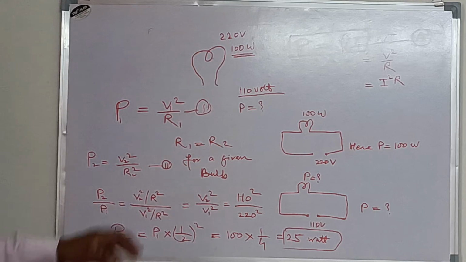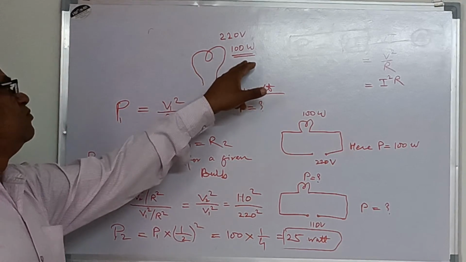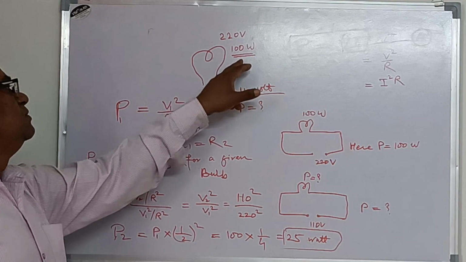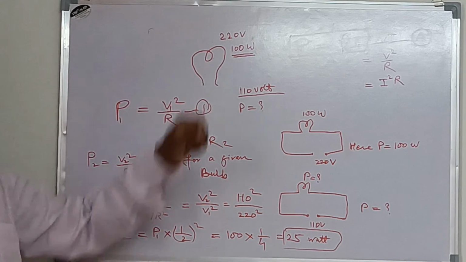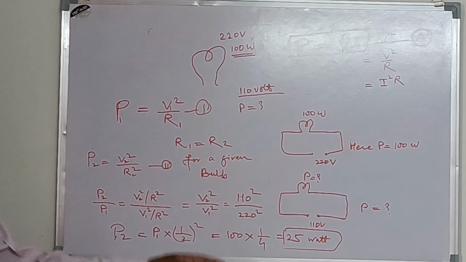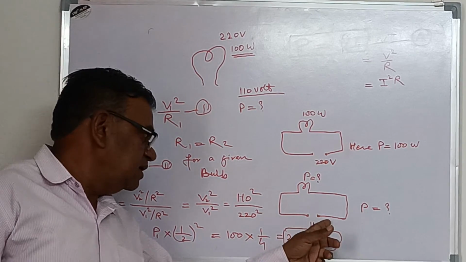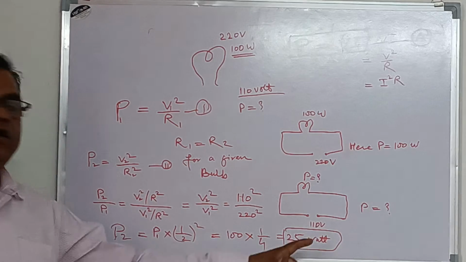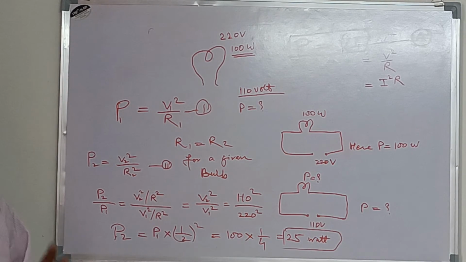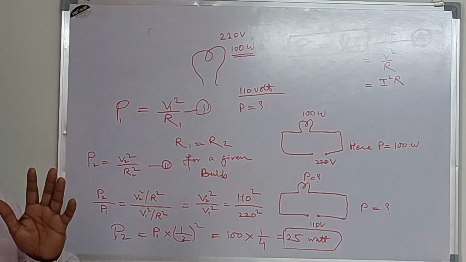When a bulb of 100 watt, which is made for use at 220 volt, is used at 110 volt, it will consume the power 25 watt. Means its brightness will be one-fourth.